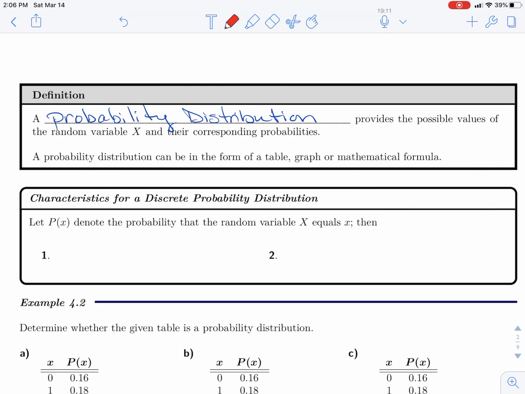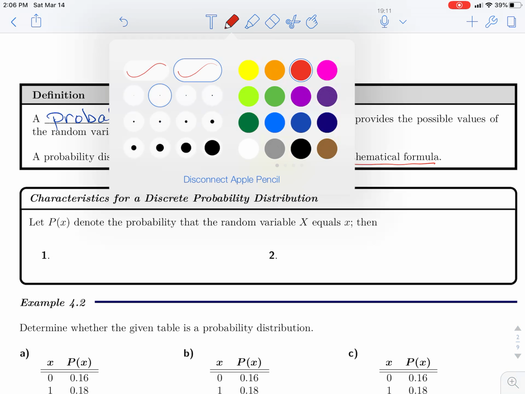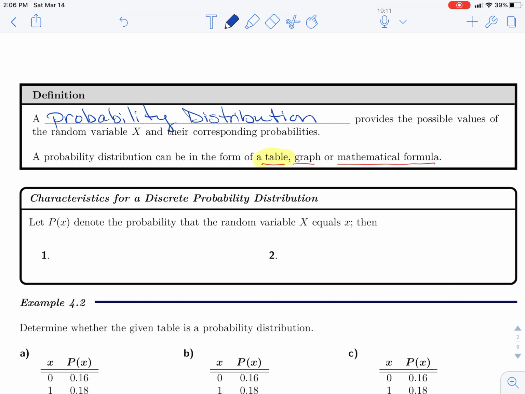Now, we've worked with distributions before. They could be a table, they could be a graph, or some mathematical formula. But generally, when we're dealing with probability distributions, we normally see them in tables. So let's think about these probability distributions. There are two characteristics that are very common.